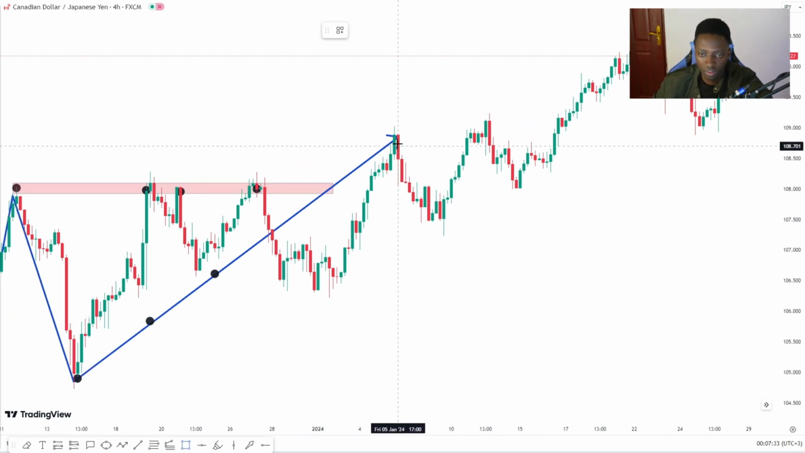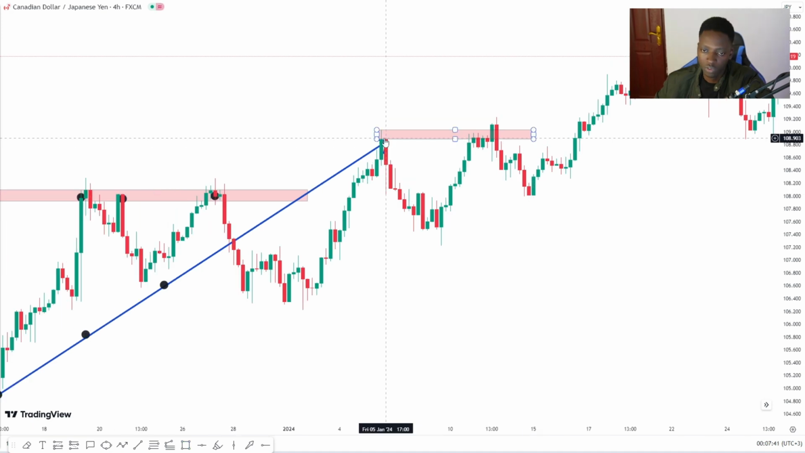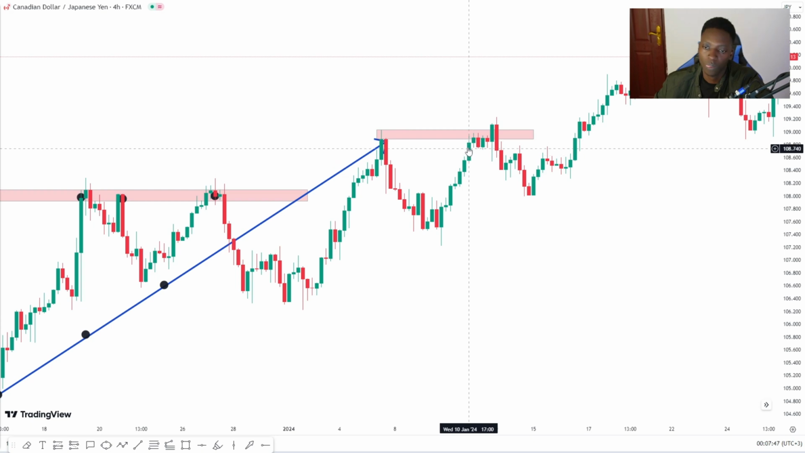I'll show you another example. We do have another high here, so I'm going to mark that high as a zone. So this is the high at the moment. Price is selling, goes back to retest that high. When price retested this high, the first thing that it did is we started having small bearish rejections.